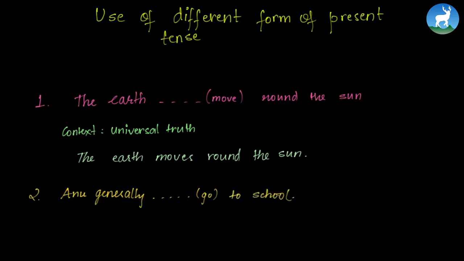Anu generally go to school. So though this is not a universal truth, it is still a truth and a fact that happens every day. Since Anu is admitted to a school, she goes to school every day. Hence, we make this sentence in present tense as well. We convert it to simple present tense. Anu generally goes to school.